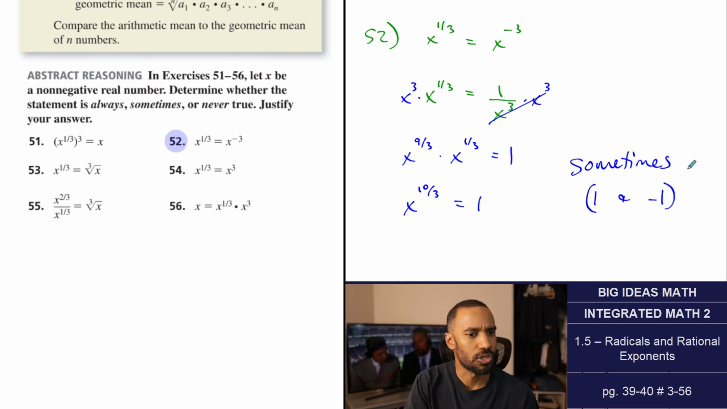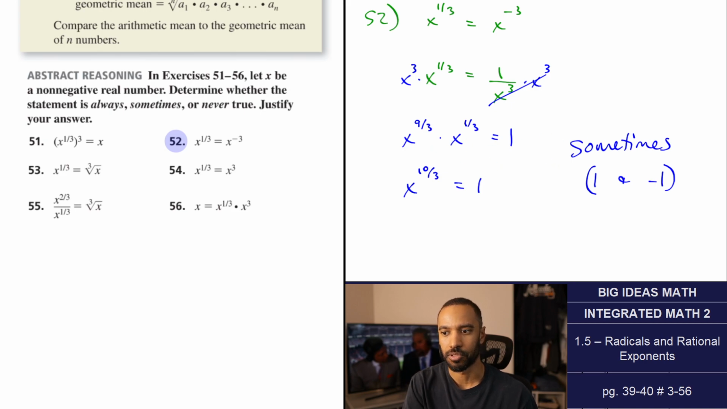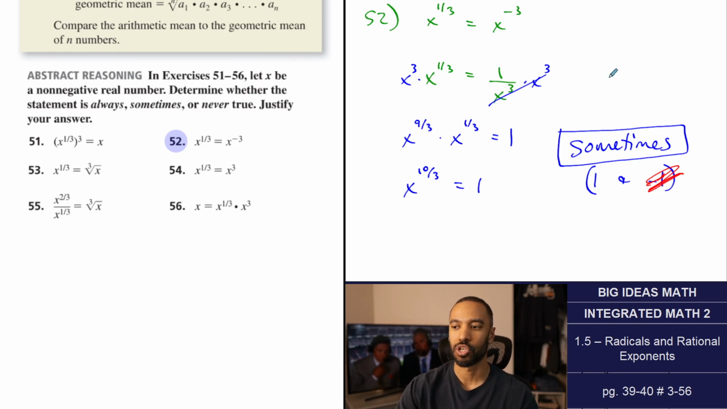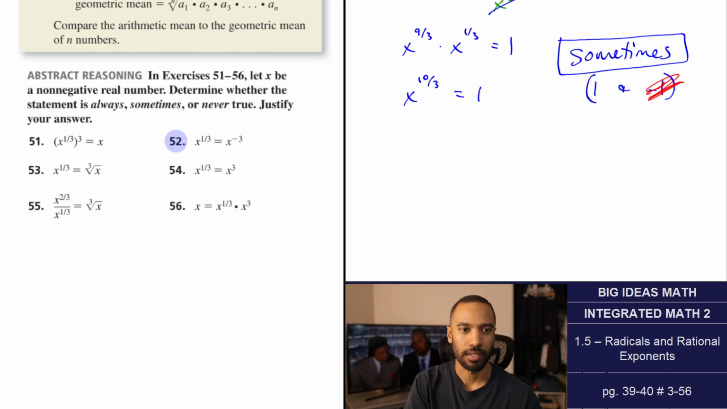I don't know if they ask us to determine why the statement's always or sometimes. They don't say, like, come up with your counterexamples and stuff, but it's not always true. It's not true when it equals 2. That's why this is a sometimes provision. Oh, I'm sorry, we can't use -1. It's non-negatives, non-negatives. So 1. So I got to be careful with that. Okay, number 53.